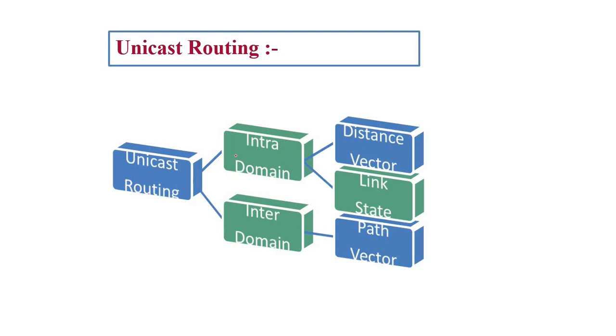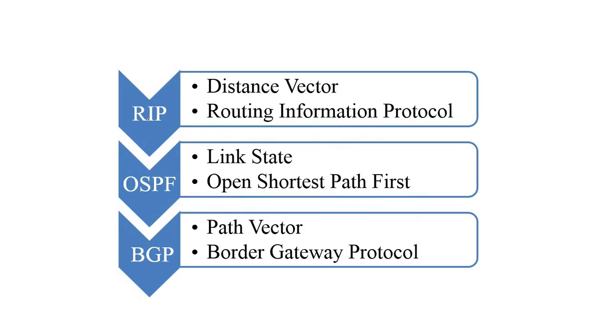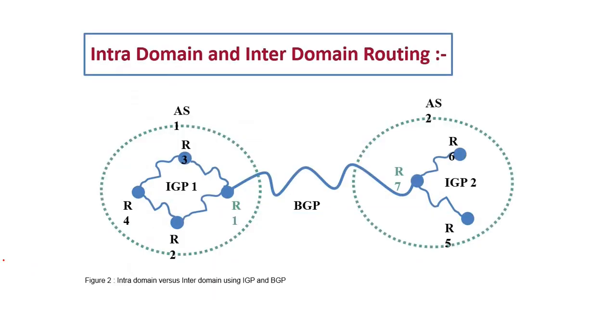Intra-domain routing means routing inside the network, and inter-domain routing means routing between two different networks. In terms of intra-domain, there is distance vector routing and link state routing, two strategies, whereas in terms of inter-domain routing, there is path vector routing. Distance vector routing can be implemented by the Routing Information Protocol, RIP, whereas link state routing can be implemented by OSPF, Open Shortest Path First, and path vector routing can be implemented by the protocol BGP, Border Gateway Protocol. Let's see one by one.